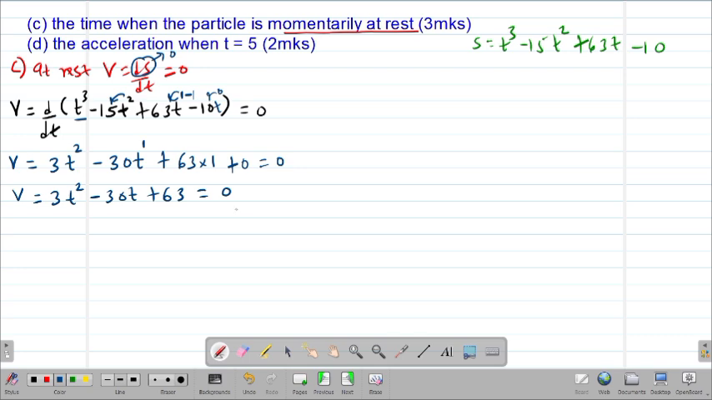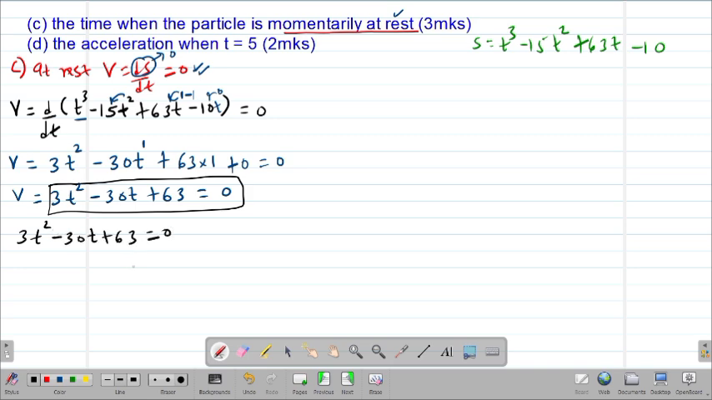So clearly this is a quadratic. Remember, we are equating to 0 because we are told that when the particle is at rest, the velocity of the particle will always be equal to 0. So clearly this is a quadratic, but we can reduce it to make our work easier. So 3t squared minus 30t then plus 63 is equal to 0. The common term which can divide through all the given terms, of course, will be 3. So I'm going to divide through by 3.